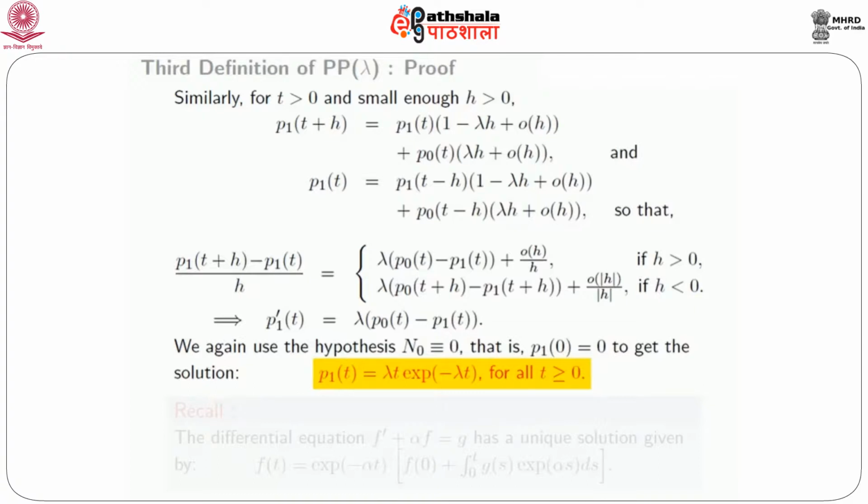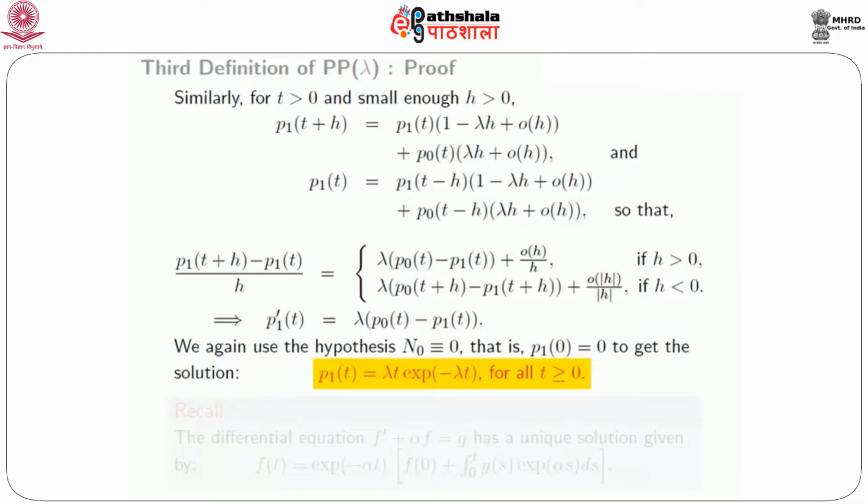So you get this. As a result, if you now simplify, do some algebra and write down this quotient (P1(t+h) - P1(t))/h, then one can easily check that this is what you get. For h positive, you get lambda times (P0(t) - P1(t)) plus another error term, which is little o(h)/h, and since little o(h)/h goes to 0, and similarly you have another one for h negative.